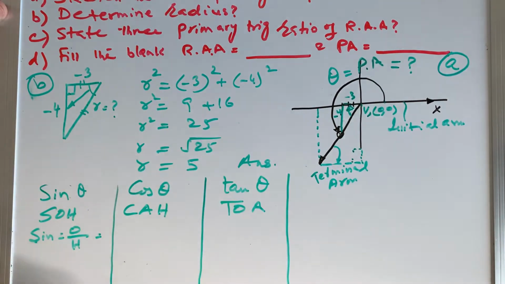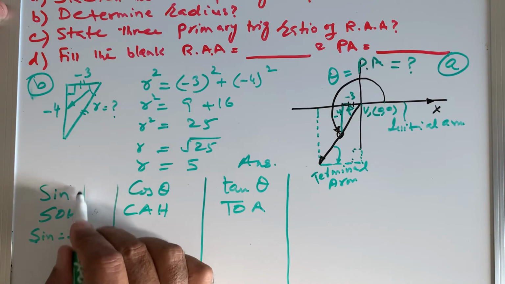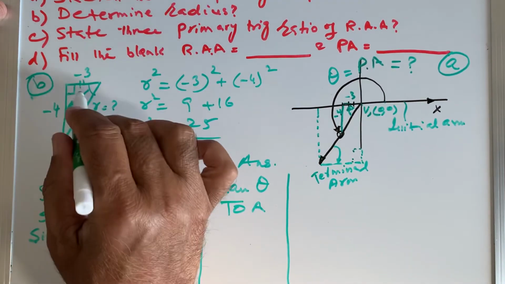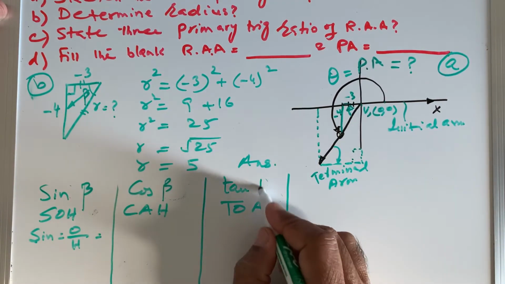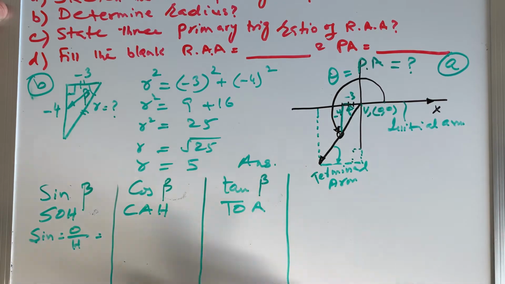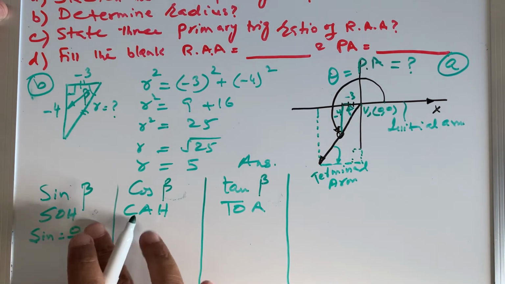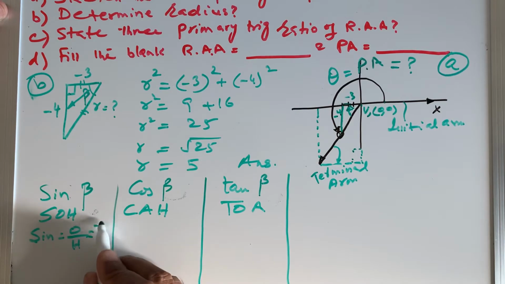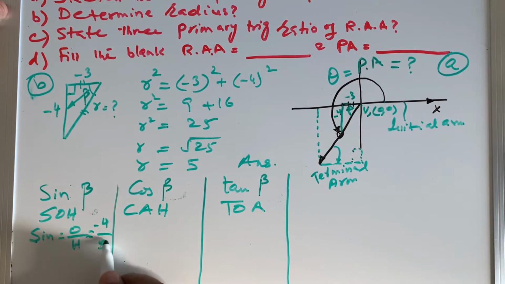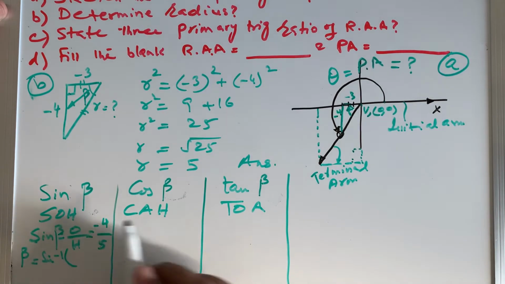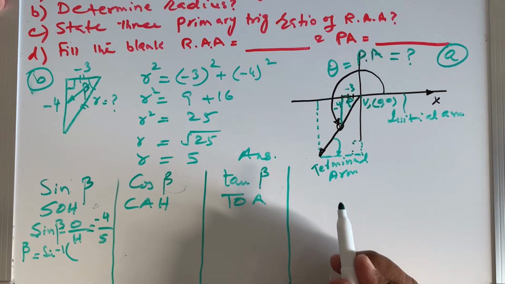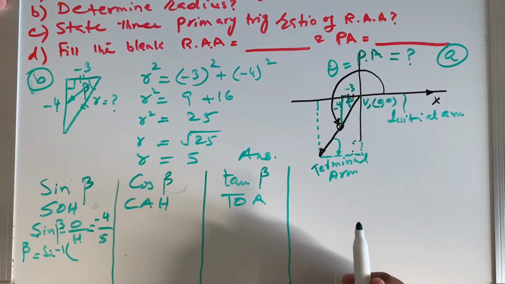All three in there. So sine beta, we are talking about beta, not theta, because we have this angle beta, right? So I will write beta here instead of theta. So let's see opposite over hypotenuse. Opposite is -4, hypotenuse is r, which is 5. So -4 over 5. So if I want to calculate beta, that will be equal to sine inverse of this value, -4 over 5. What is -4 over 5? So we can put the value.